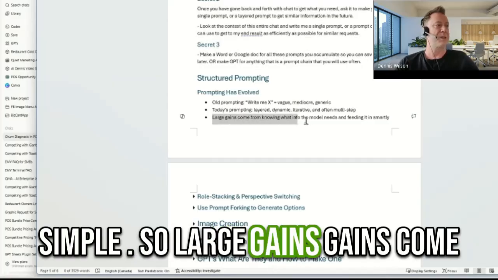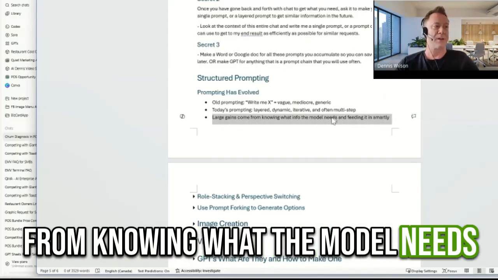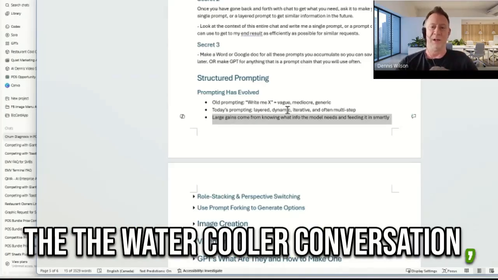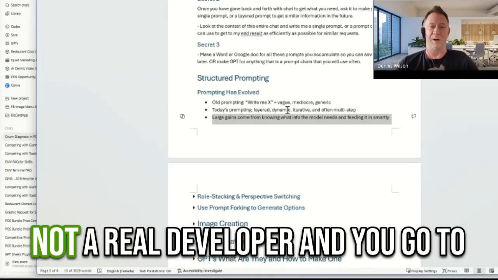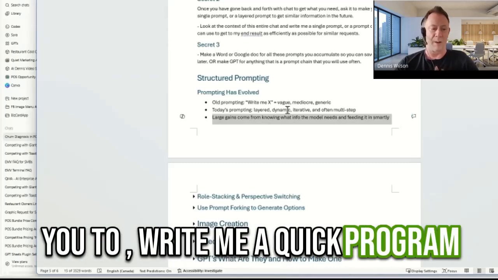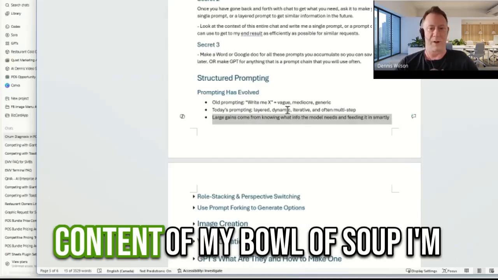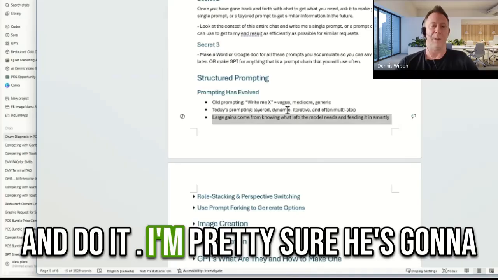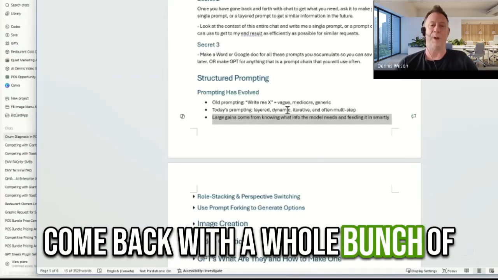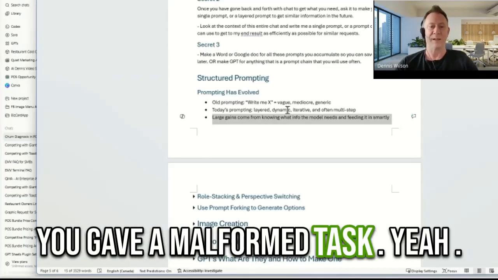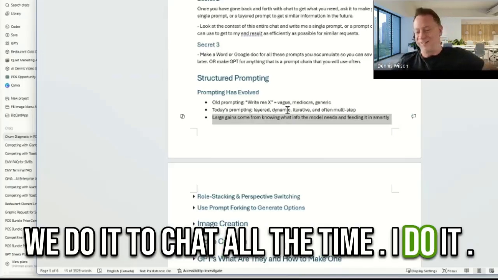Large gains come from knowing what the model needs and feeding it smartly. Much like the water cooler conversation, if you've got a developer and you're not a real developer and you go to the developer and say, hey, I need you to write me a quick program that'll analyze the nutritional content of my bowl of soup, I'm pretty sure he's not going to run off and do it. I'm pretty sure he's going to come back with a whole bunch of questions because you asked a crappy question. You gave a malformed task. Yet we do it to chat all the time. I do it. I get lazy.